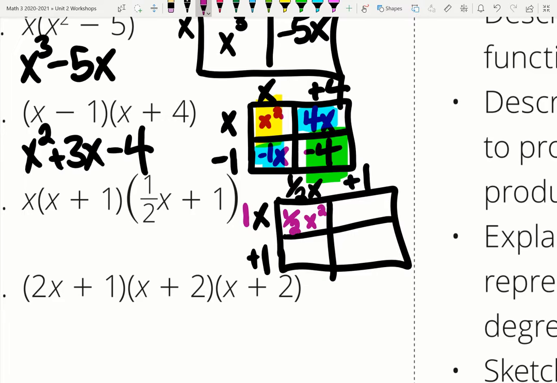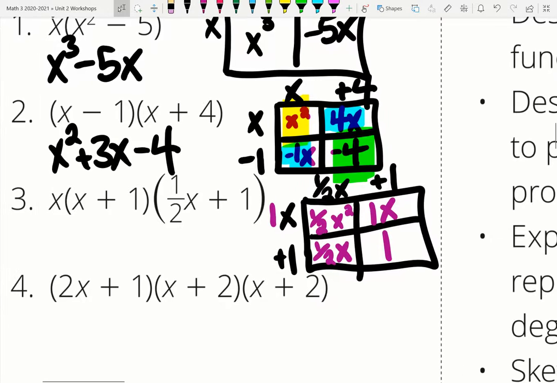Again, 1/2 times positive 1 is going to result in 1/2. Multiply the numbers, add the letter. 1 times 1 is going to be 1. Deal with the letters. 1 times 1 is going to be 1. Again, these are all positive.